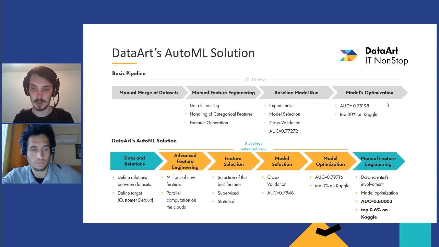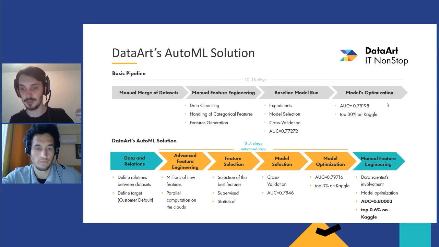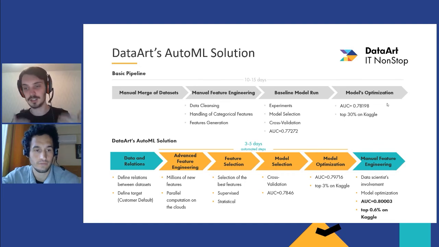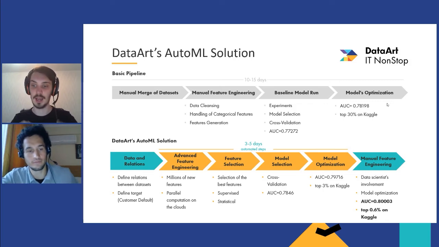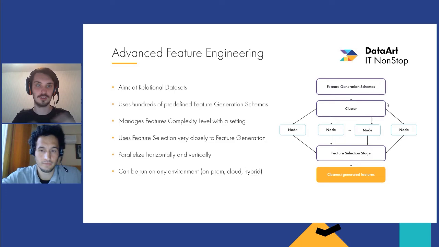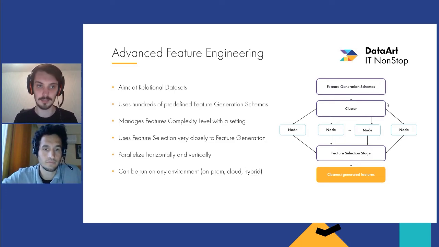We run hyperparameter optimization, and we got our AUC metric up to 0.797, which got us to top 3% of Kaggle, which is really wow. It is a really great result with only an automatic pipeline without data scientists' involvement. But again, we didn't stop here. We did an optional manual feature engineering step with data scientist involvement and model optimizations. And we got an AUC metric even higher, above 0.8, which got us to top 0.6% on Kaggle, which is a really great example here. So I would like to describe the advanced feature engineering step in detail.